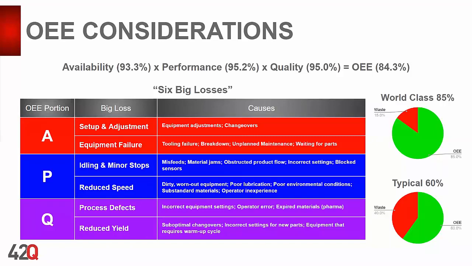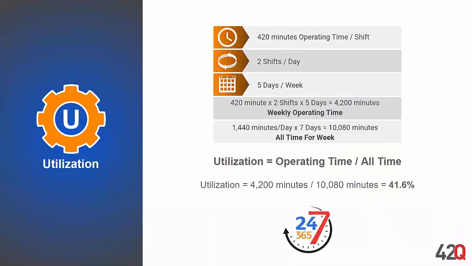But again, when we're looking at TEEP, our other factor is utilization. All right. So utilization is going to take into account your current operating schedule versus all time, or 24/7, 365. All right, so for our same example here, let's say we have 420 minutes of operating time per shift, and we're running 2 shifts a day, 5 days a week. So our weekly operating time is going to be that 420 minutes, 2 shifts a day, 5 days a week. So it's going to give us 4,200 minutes of weekly operating time.